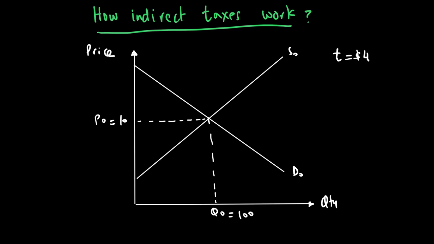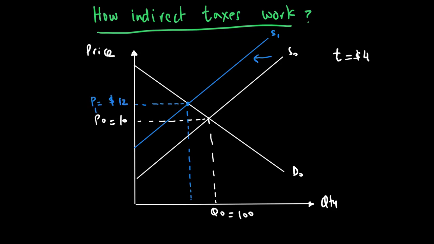So before tax, my price is P naught and quantity is Q naught, right? When you put a tax, the supply curve will shift backward, something like this. When the supply curve shifts backward, the supply curve is S1, and at the new price P1, because now my supply curve is S1 and my demand curve is D naught, at the new price P1, which is this, I'm going to call this price to be $12.